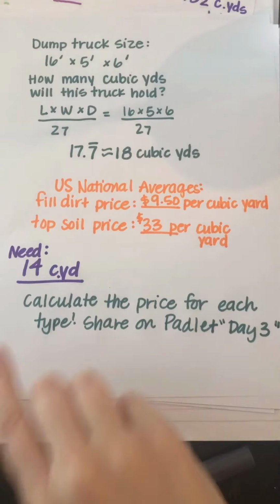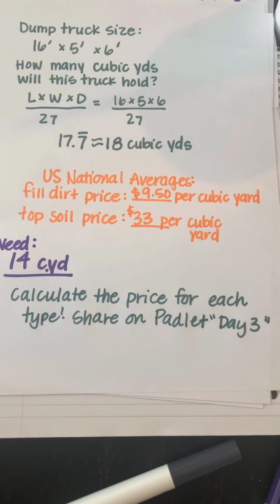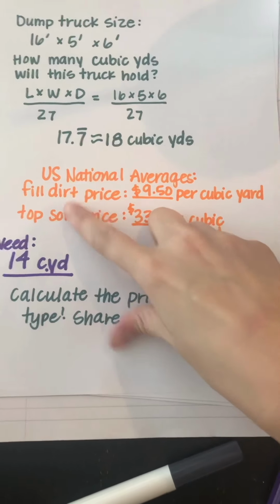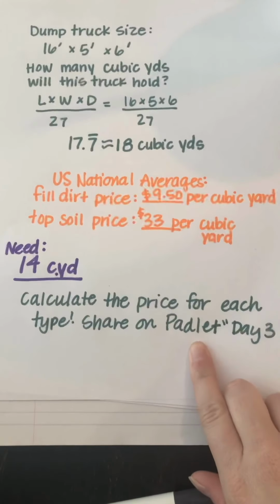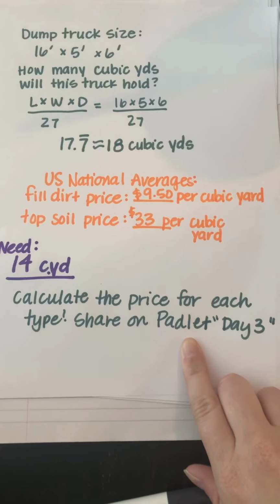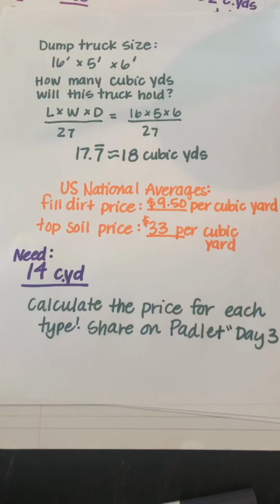So your challenge is to find, if we need 14 cubic yards, you're gonna calculate the price for each type of material, fill dirt and topsoil, and then I want you to share it on the Padlet under day 3. So you'll need to go to assignments, find that Padlet link, make sure you label it day 3. All right, good luck guys.